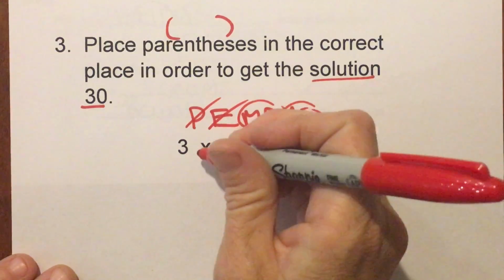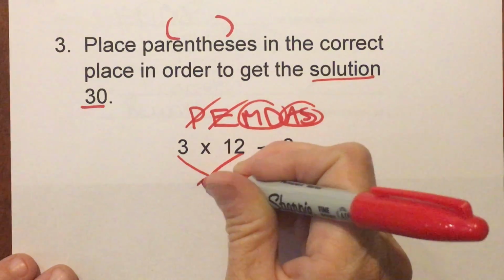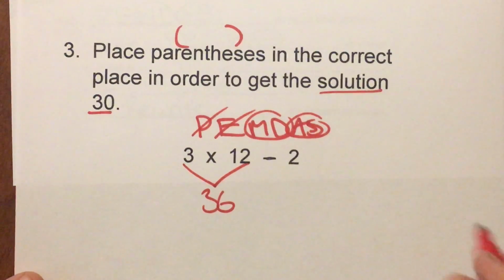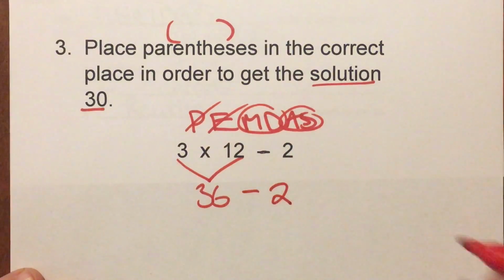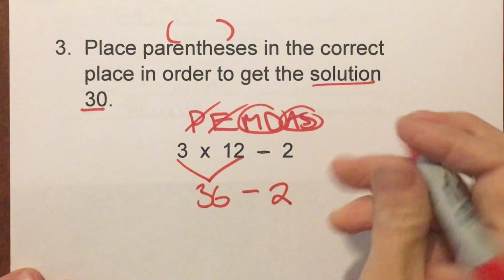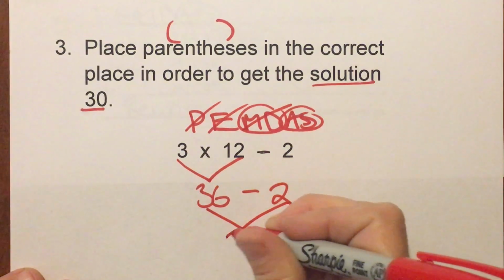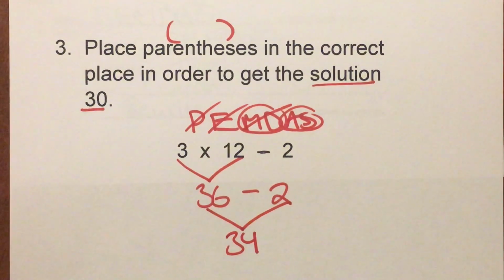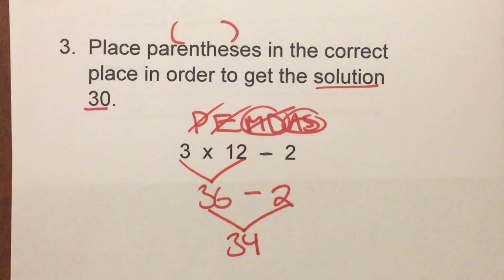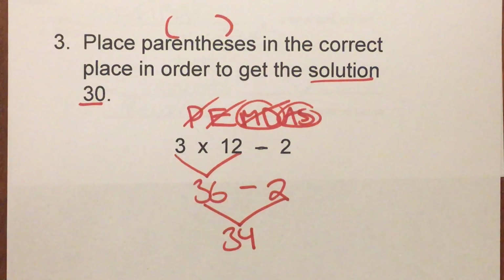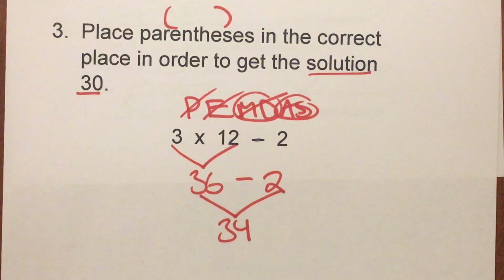Multiplication or division? Yes, right here. Okay, and then I'm going to rewrite as I go. I don't have any more multiplication or division. And I do have addition or subtraction, and I'm getting 34. So that obviously didn't work. It didn't work when I did this first.